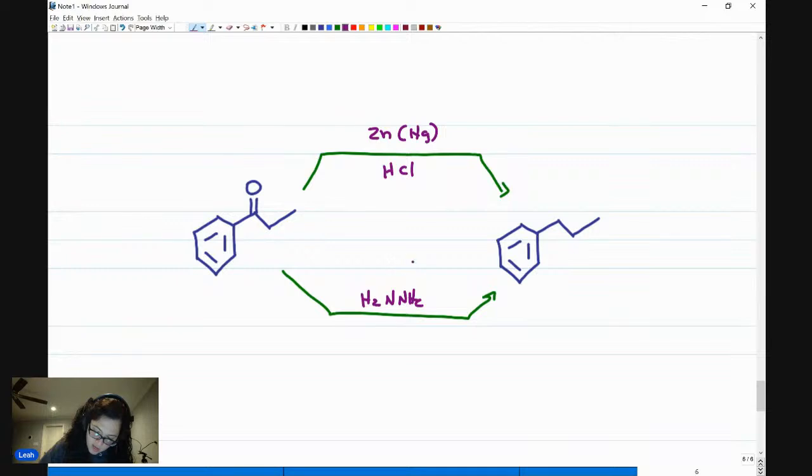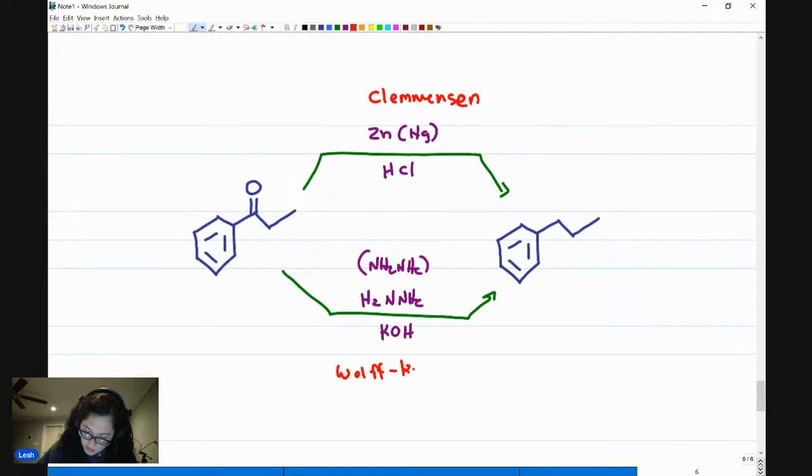You'll also see this written as NH2NH2. You'll also see it written as N2H4, whatever. It's all the same thing. H2NNH2 in KOH. The difference in knowing when to choose the reaction is very simple. The Clemmensen reduction, that is this one, and I always spell it wrong. I think it's spelled like this, Clemmensen, and this one is Wolff-Kishner.